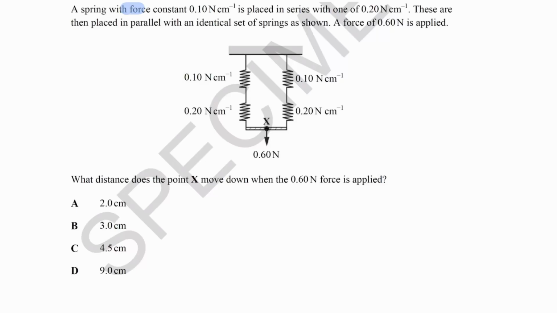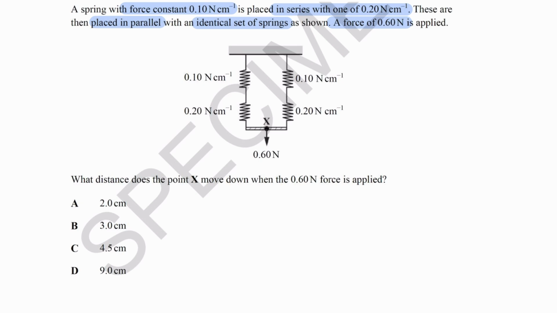A spring with force constant of 0.1 newtons per centimeter is placed in series with one of 0.2 newtons per centimeter. These are then placed in parallel with an identical set of springs as shown. A force of 0.6 newtons is applied. So two different springs in series, they are in parallel with an identical set of springs. An overall force of 0.6 newtons is then applied.